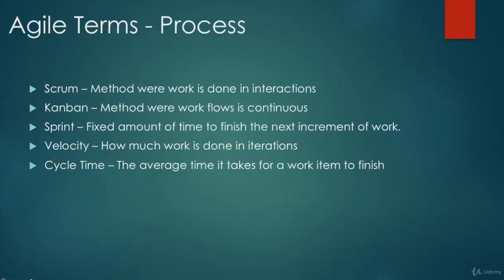So process terms. Scrum, we mentioned this before, a method where work is done in iterations. Kanban is a method where workflow is continuous. A sprint is a fixed amount of time to finish the next increment of work. Velocity, how much work is being done in these iterations. And cycle time, the average time it takes for a work item to finish.